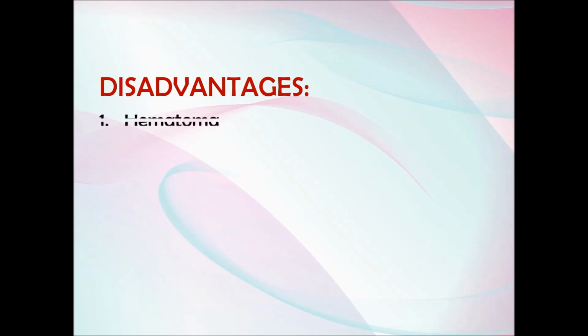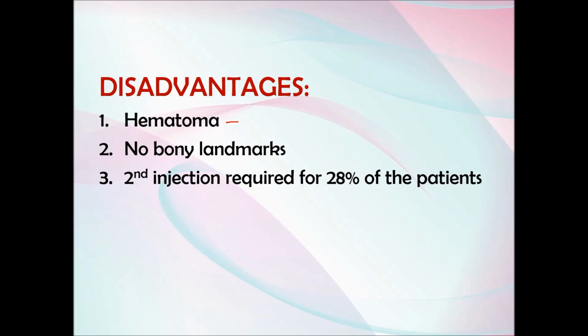What is the disadvantage? The first and the foremost, hematoma. If your landmarks are not correct, you are going to cause a hematoma in case you inject in the vessels present there. No bony landmark. Yes, there are no bony landmarks for this, so it is a little difficult sometimes in the beginning to give a posterior superior alveolar nerve block. The second is that an additional injection is required in 28% of the patients, where this doesn't work on the mesiobuccal root of the first molar. So what you need to give here is either a periodontal ligament injection or a supraperiosteal nerve block.